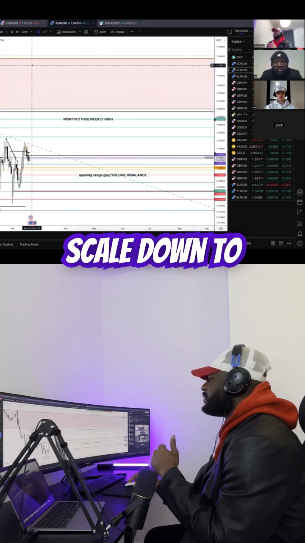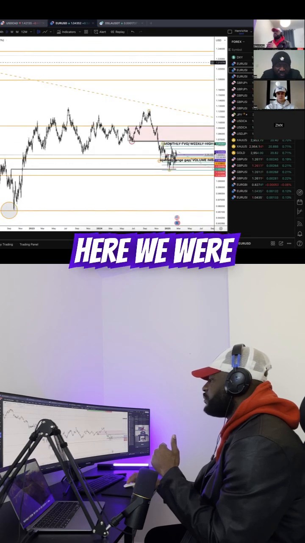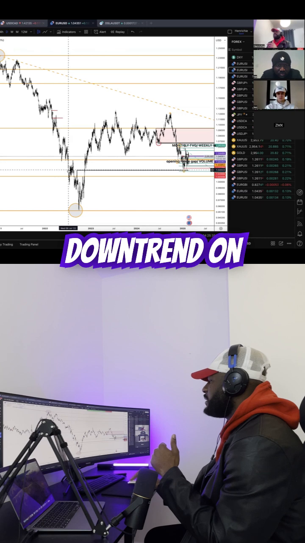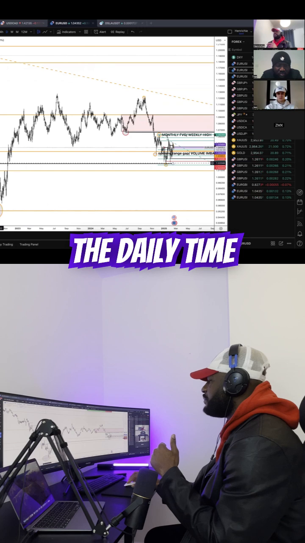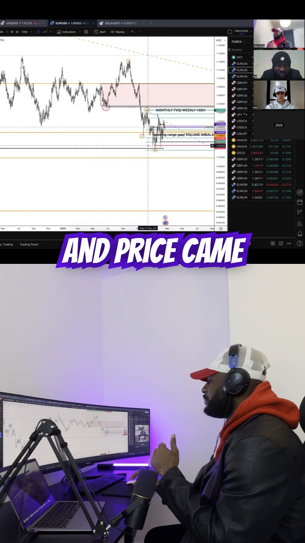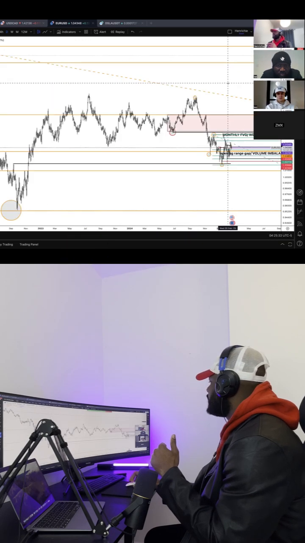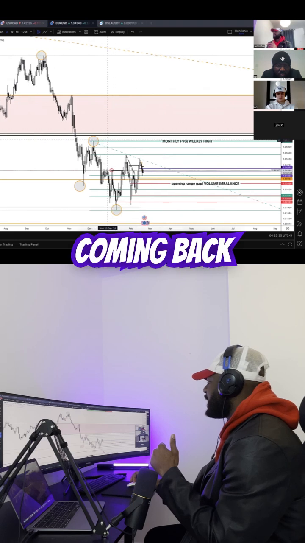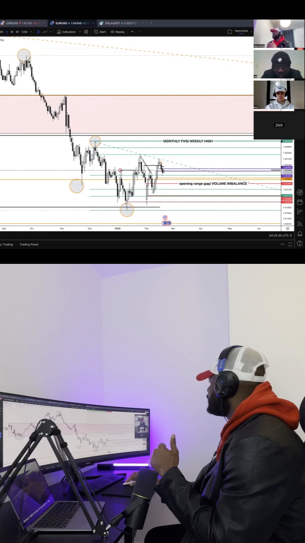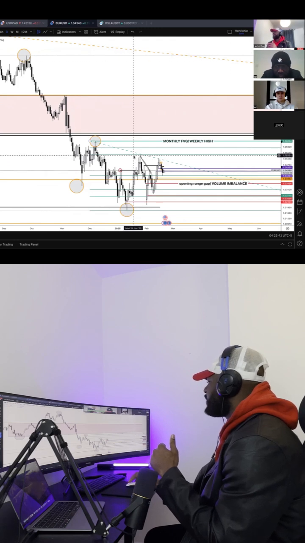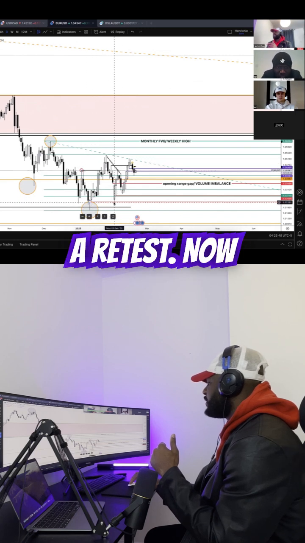But then when you scale down to the daily time frame, you can see that right here, we were on a downtrend on the daily time frame before we broke structure right here, broke structure here, and price came back for a retest. And after coming back for that retest, broke structure here, came back for a retest.